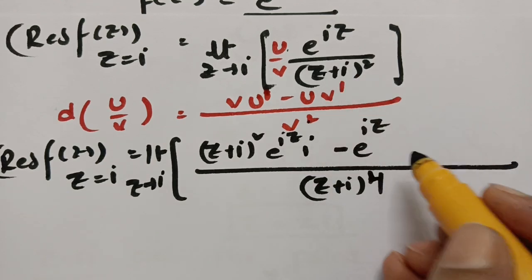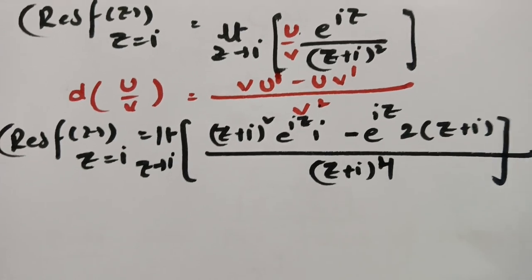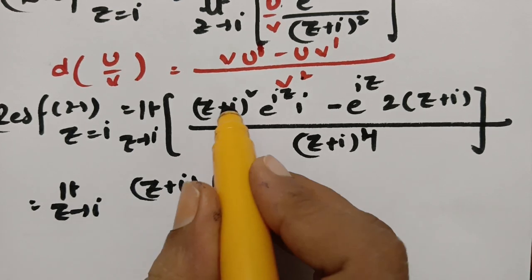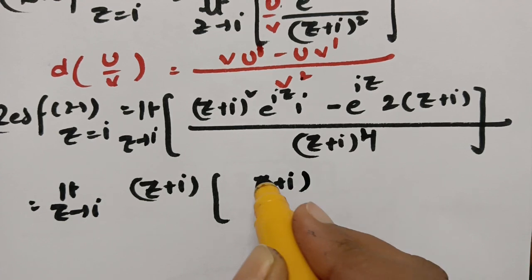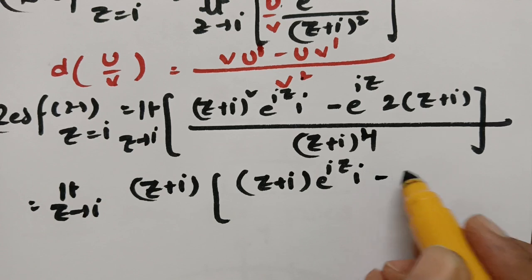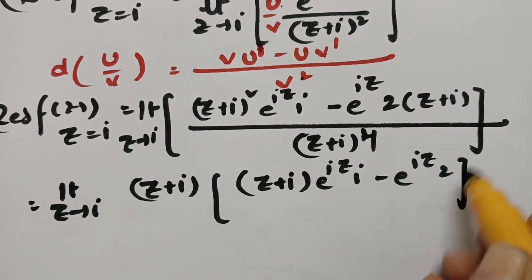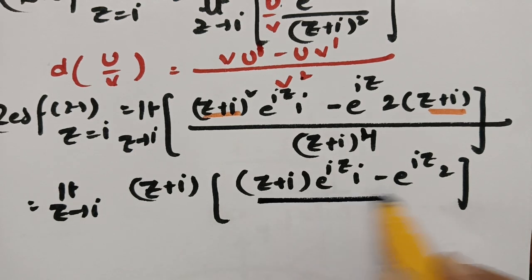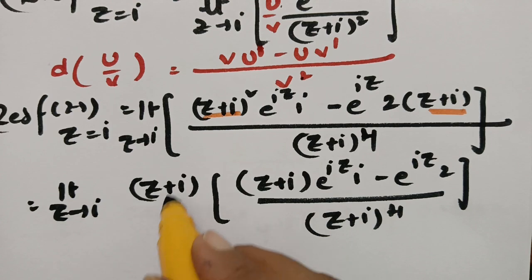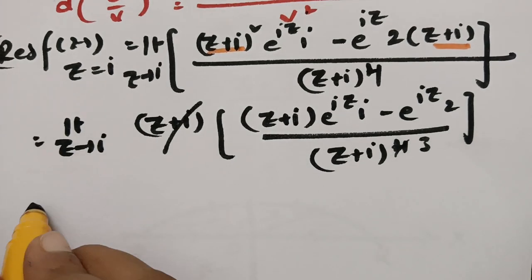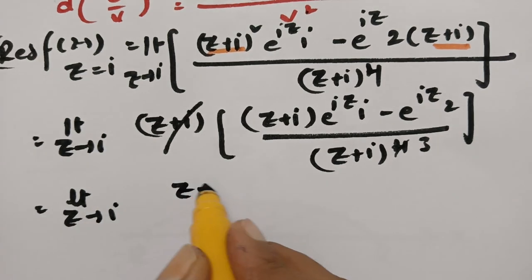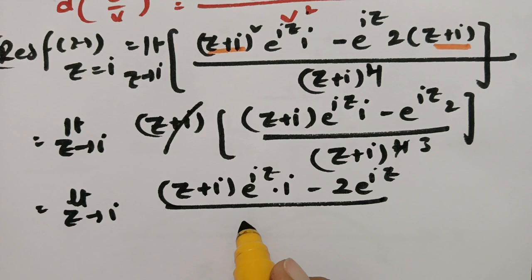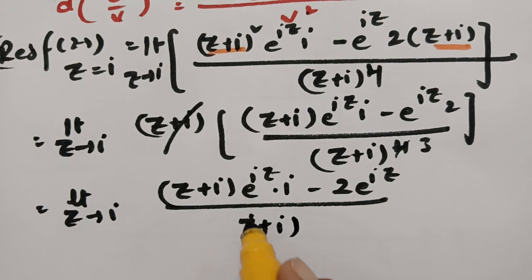And see here, v dash is nothing but 2 times of this value, z plus i. So this is nothing but limit z tends to i. So this is (z plus i) into e power iz into i minus e power iz into 2. After taking z plus i common from these two terms, here this is (z plus i) power 4. So if I cancel this one time, 3 remains. So this will be limit z tends to i of (z plus i) into e power iz into i minus 2 times of e power iz, by (z plus i) whole cube.